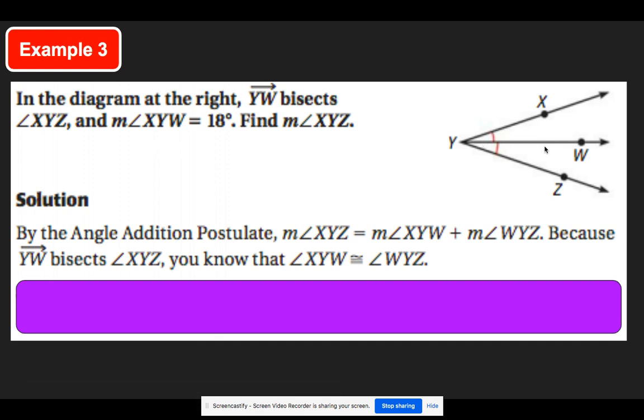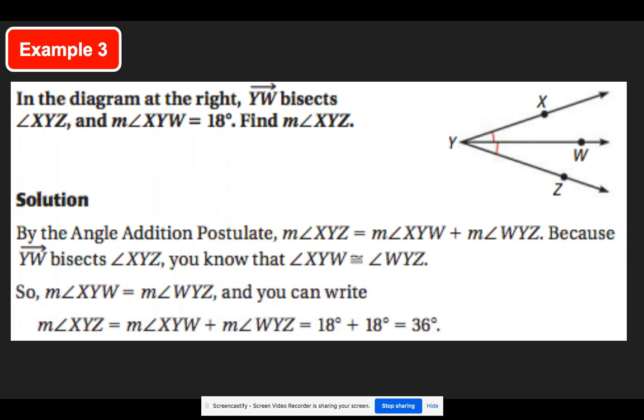So if XYW is 18, then WYZ is 18. And really, you can just add those together using the angle addition postulate to get an answer of 36 degrees.